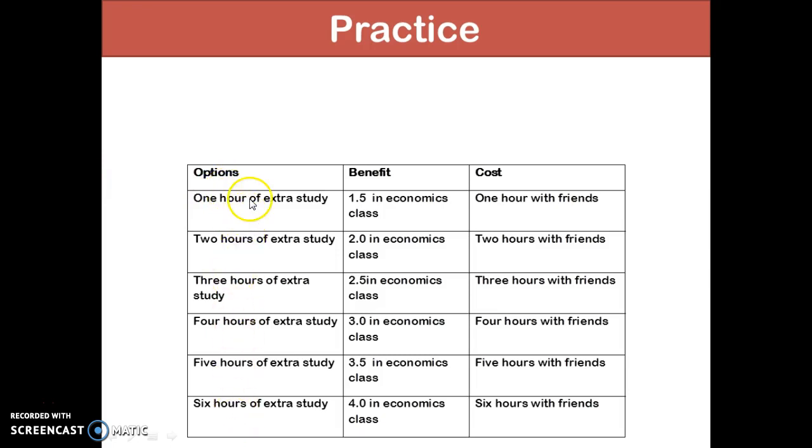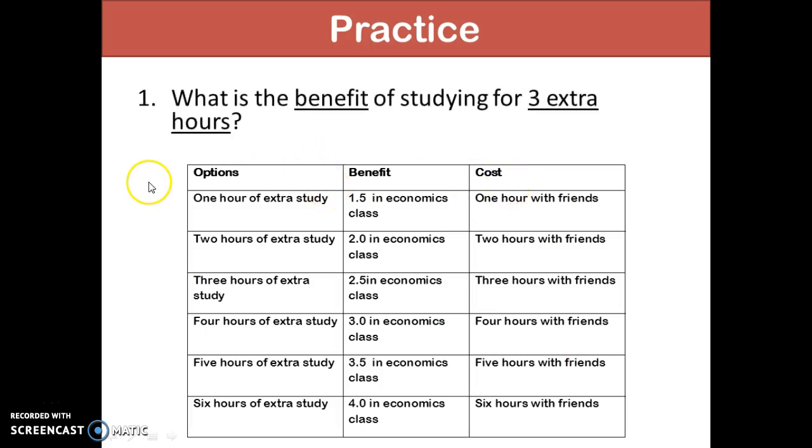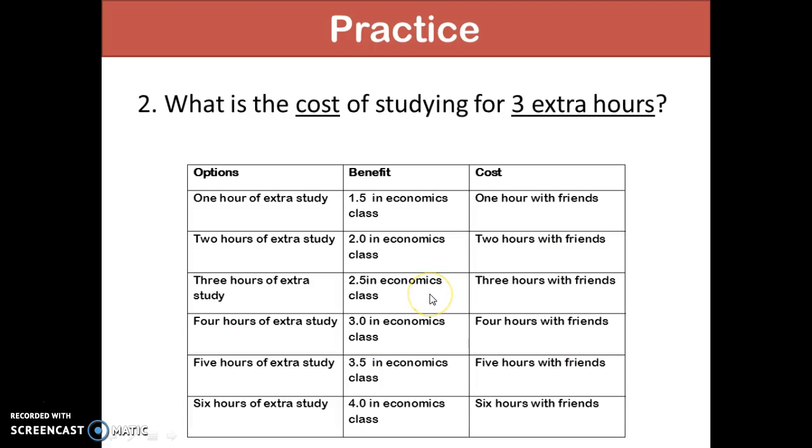And so to think about this, with some practice, given a decision-making grid with various options of 1 hour of study all the way up to 6 hours of study, you have benefits and you have costs as a result of these decisions. So if you choose to study for 3 extra hours, then your benefit is going to be 2.5 in economics, but you're going to lose out on 3 hours with your friends. The question asks, though, for the benefit, and so our benefit is a 2.5 in Econ. The cost of studying for 3 hours is going to be those 3 hours with your friends. Remember, you can only be in one place at one time. You can't do both at the same time. So it's either you're studying or you're with your friends.